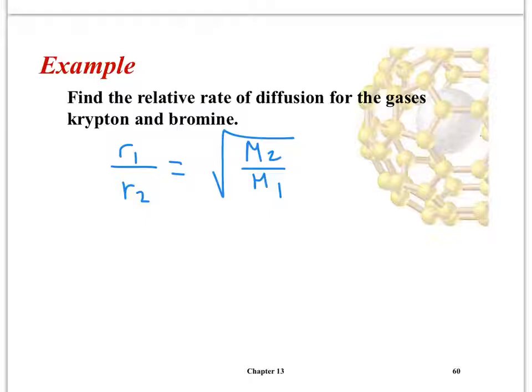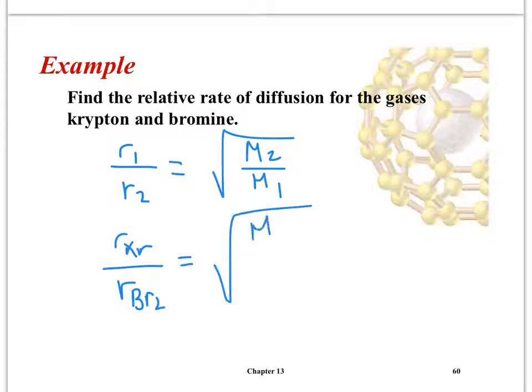Now, I actually don't like to write 1s and 2s. I prefer to write what the gases are so I'm not confused, so I know which one goes where. So I'm going to say the rate of krypton over the rate of bromine, and don't forget bromine is diatomic, is equal to the square root of the molar mass of the bromine over the molar mass of the krypton. I'm looking for the relative rate, which means I want to know what this ratio is. So I'm solving for this whole thing.